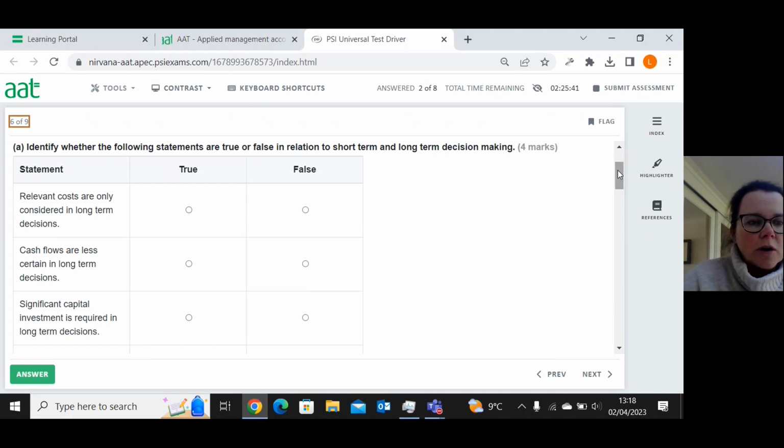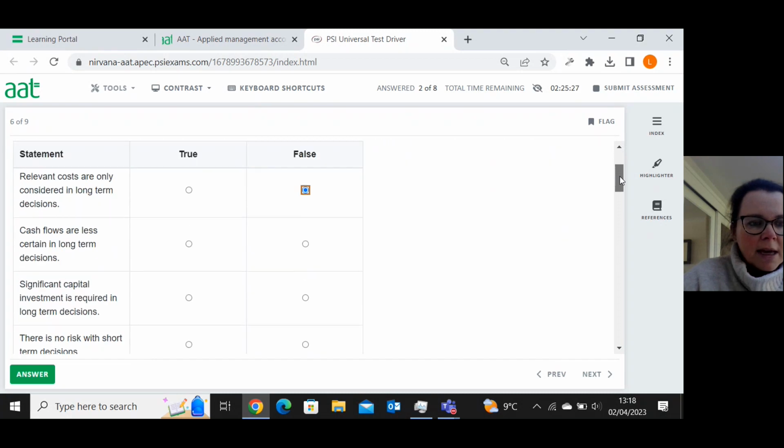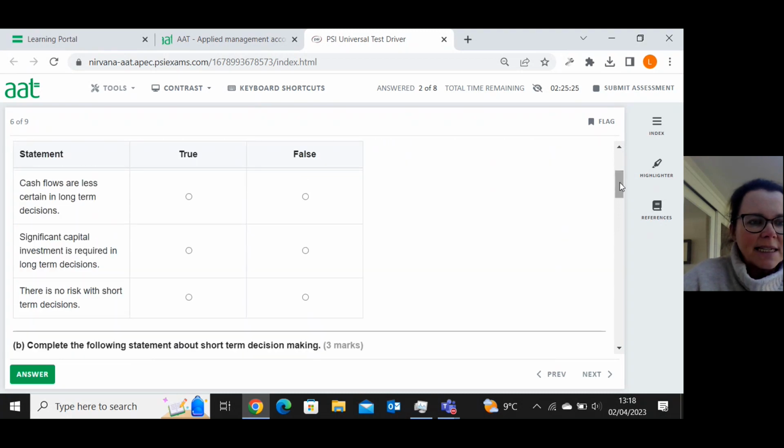Relevant costs are only considered in long-term decisions. No, relevant costs are considered whatever, short or long term, so that must be false. Cash flows are less certain in long-term decisions. Well, yes, because the further into the future you get, the harder it is to predict what's going to happen.